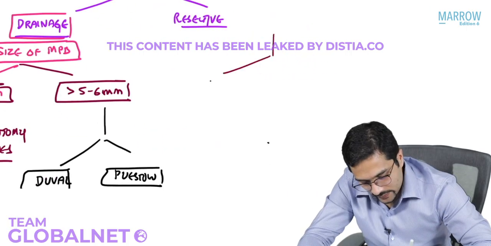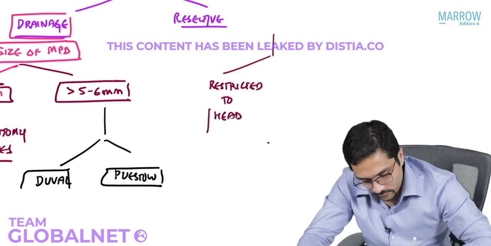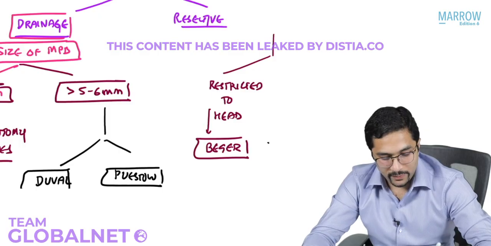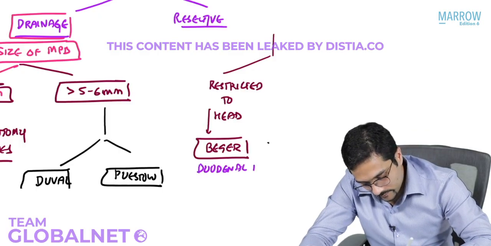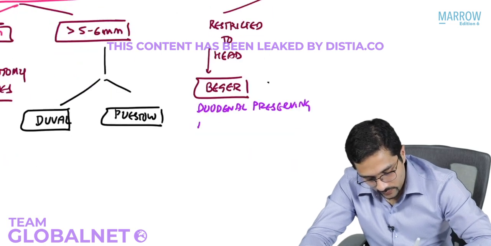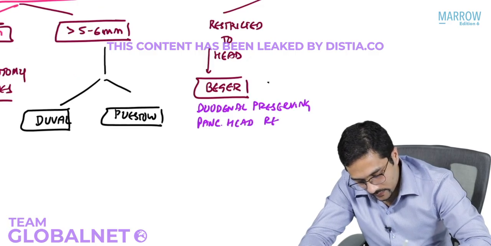If the chronic pancreatitis is restricted to the head, then we can carry out Beger's procedure. And Beger's procedure is duodenal preserving pancreatic head resection. Duodenal preserving pancreatic head resection is Beger's procedure.